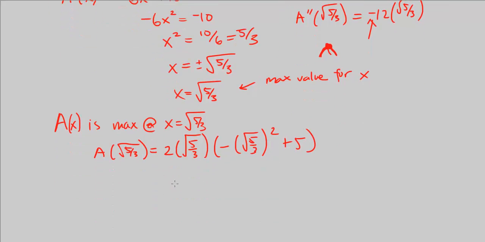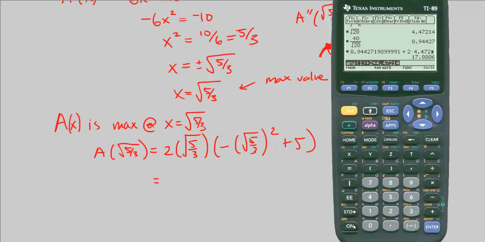Okay, we can plug this into our calculators. So bring out your calculator. We get 2 times square root of 5 over 3 times negative of, well, I can go ahead and simplify this. Square root and squared cancel out, so that's negative 5 over 3 without the square or the square root plus 5. Close the parentheses. Let my calculator approximate it.